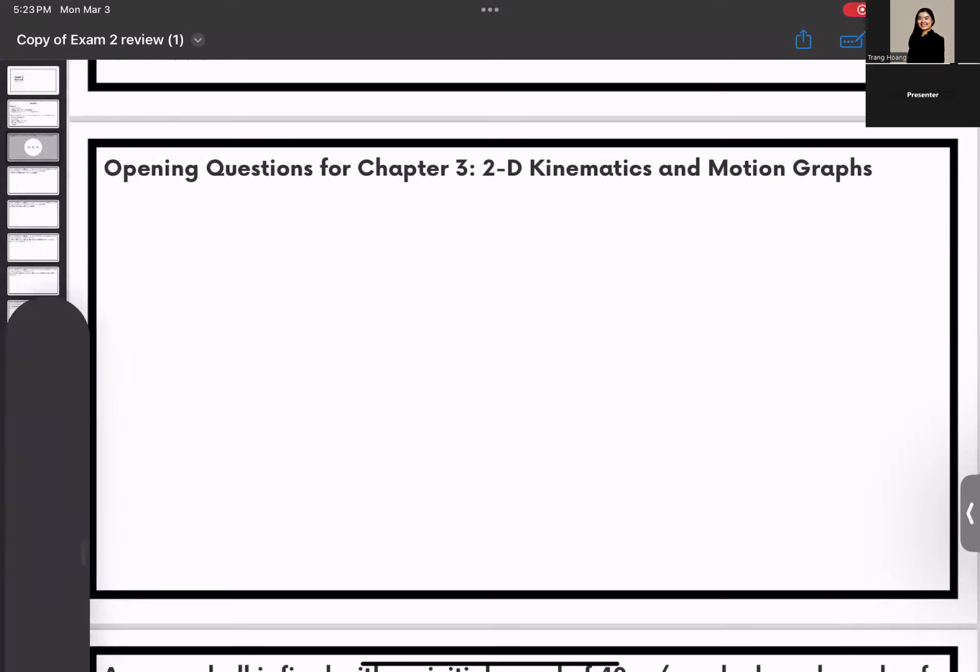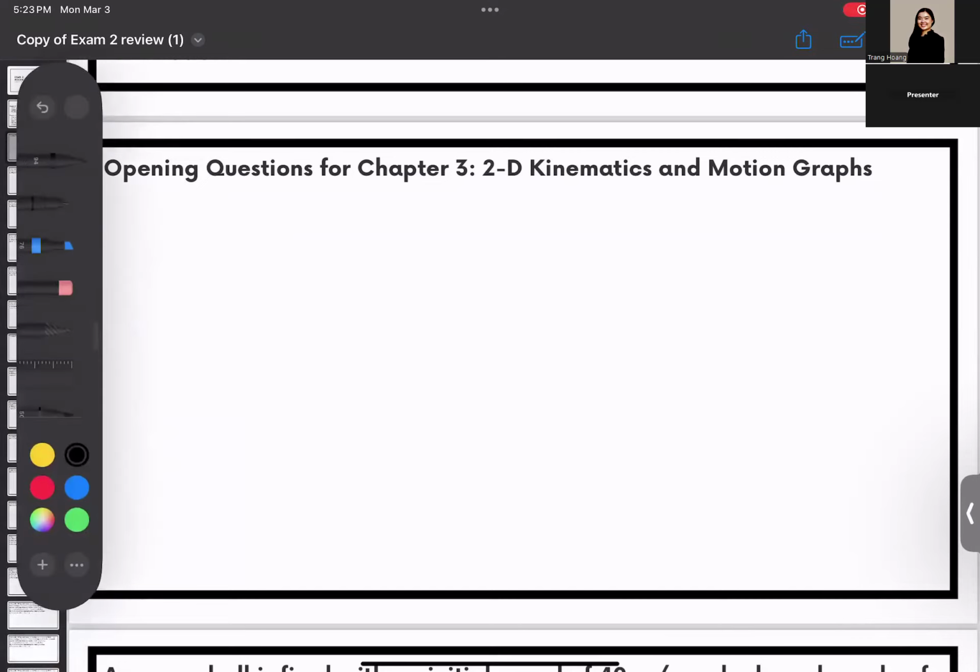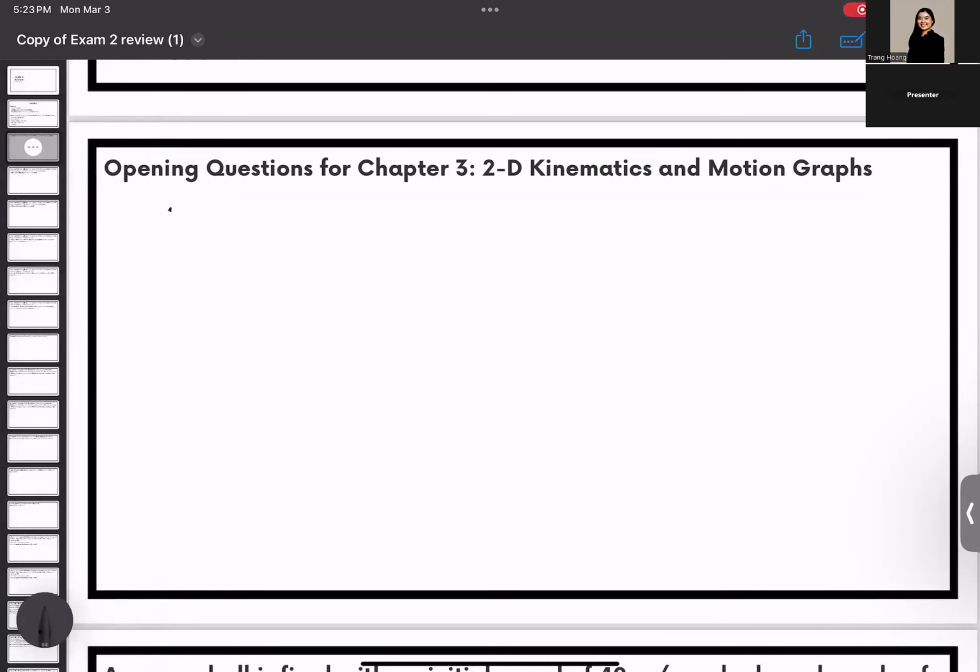So we're going to start off with our equations in the X direction. This starts with this equation right here: your final velocity in the horizontal direction is equal to the initial horizontal velocity plus acceleration in that horizontal direction times time. And you also have x is equal to half of initial horizontal velocity plus final horizontal velocity, times time.